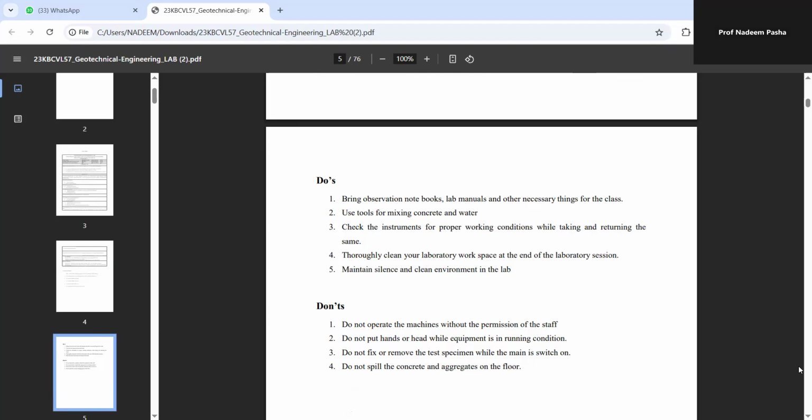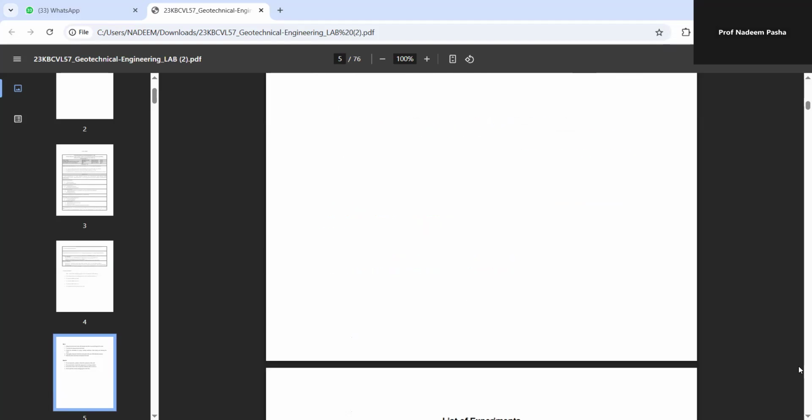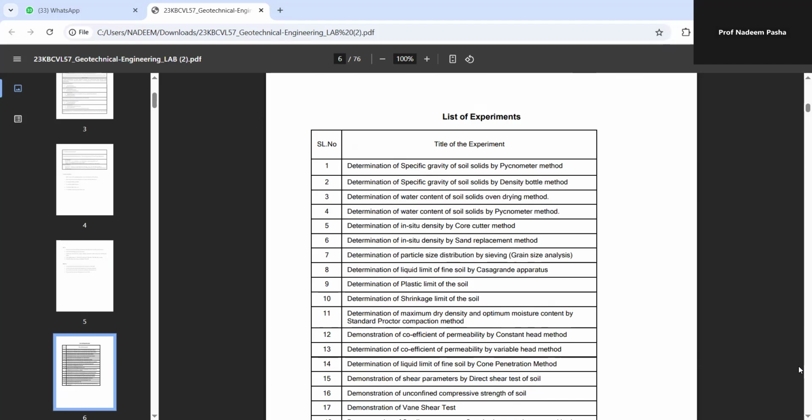So what are the things you should avoid? Do not operate the machines without the permission of the staff. Do not put hands on it while equipment is in running condition. Do not fix or remove the test specimen while the mains switch is on. Do not spill the concrete and aggregates on the floor. So these are some of the precautions you need to take while carrying out the laboratory test.